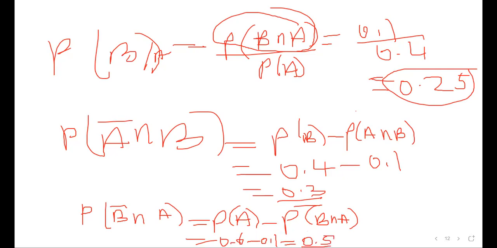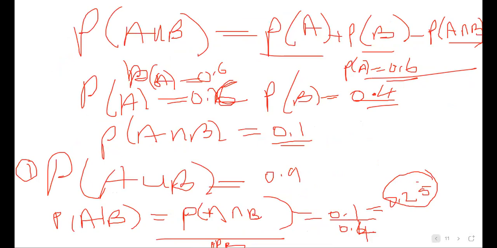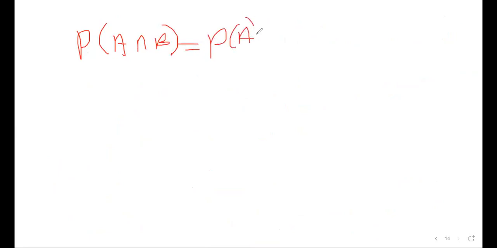So this is only the probability of B complement intersection A. Now, when we're carrying out the test for independent events, if events are independent, it means that the probability of A intersection B is equal to the probability of A multiplied by the probability of B.